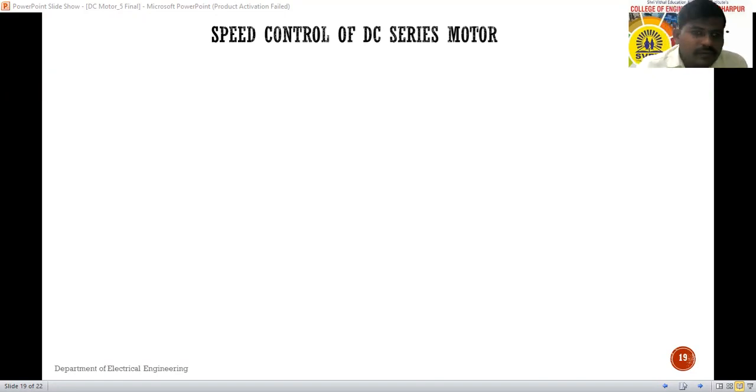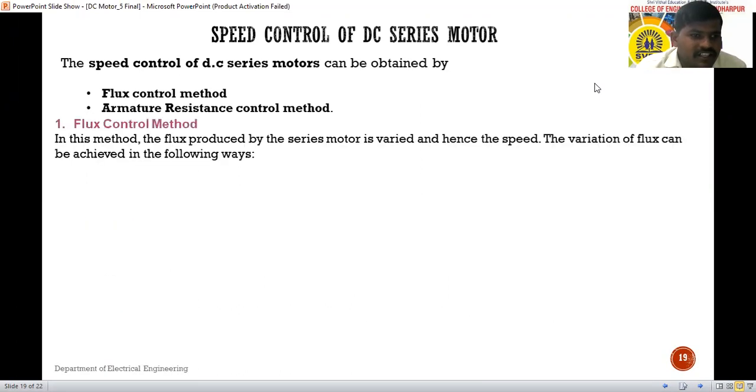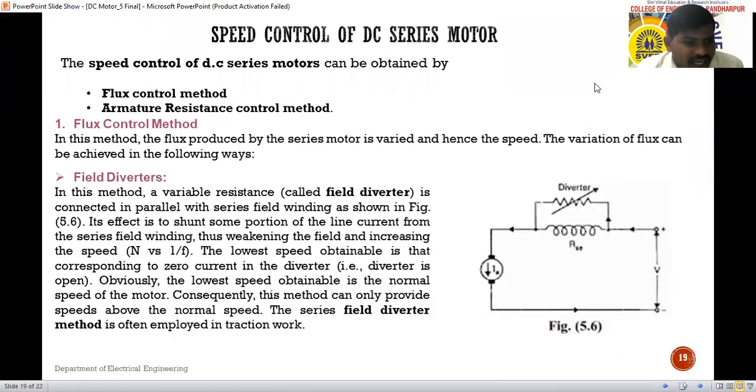In the flux control method, that is speed control of a DC series motor by using flux control, and by using armature resistance control, we will discuss the flux control method. In flux control, we have discussed the field diverter. The field diverter is a variable resistance connected in parallel with the series field winding, so we are diverting the current flowing through the field circuit.